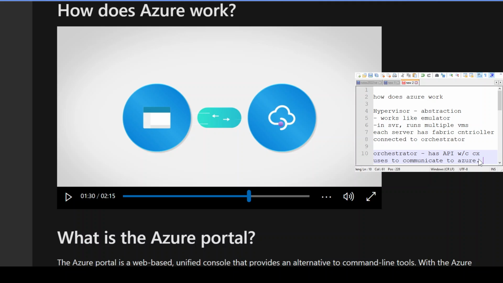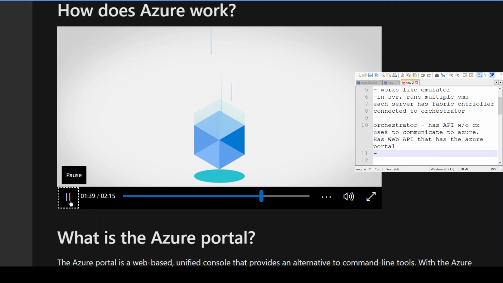So, when a user makes a request to create a virtual machine, the orchestrator packages everything that's needed, picks the best server rack, and then sends the package and request to the Fabric controller. So the orchestrator packages the requests from the customer, then sends the package to the Fabric controller.